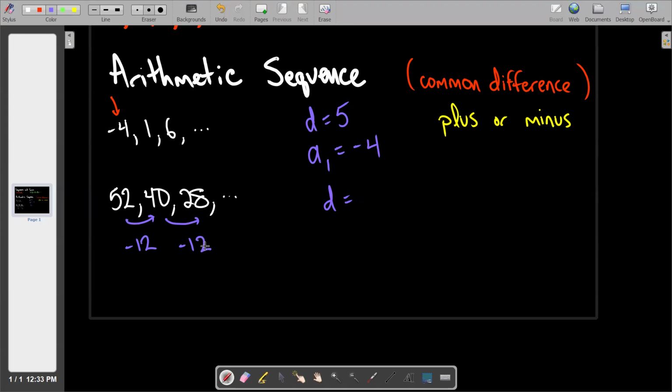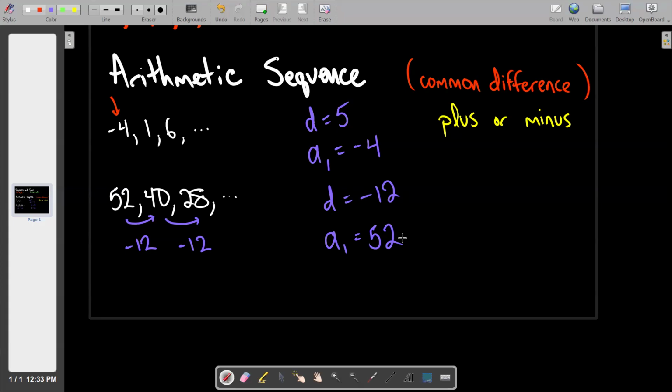It's how much you have to add, or in this case, subtract, to get from one term to the next guy. So in this case, we would say D, the common difference, is negative 12. And what would A sub 1 be for this sequence? 52. Good job. So do you have any questions about that type of sequence? It's important that you ask if you do.